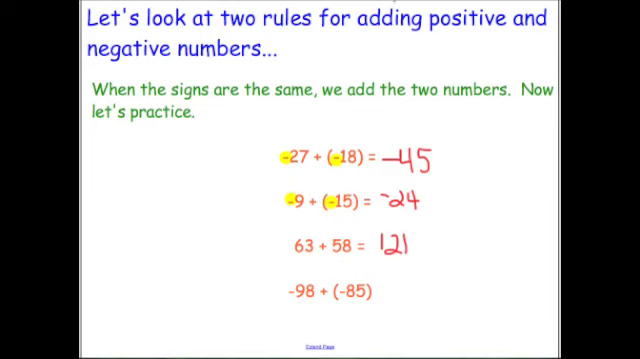And with our last example, we see that we have two negative numbers. We have negative 28 plus negative 85, and we know that if we see two signs the same, we just add. So we have 98 plus 85 gives us 183. Okay, so when the signs are the same, we add the two numbers.